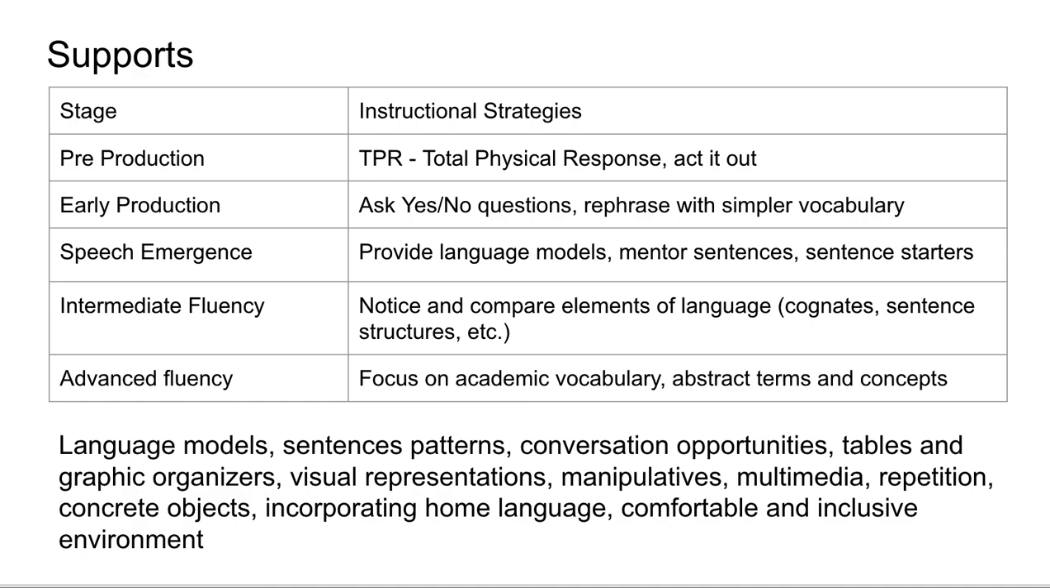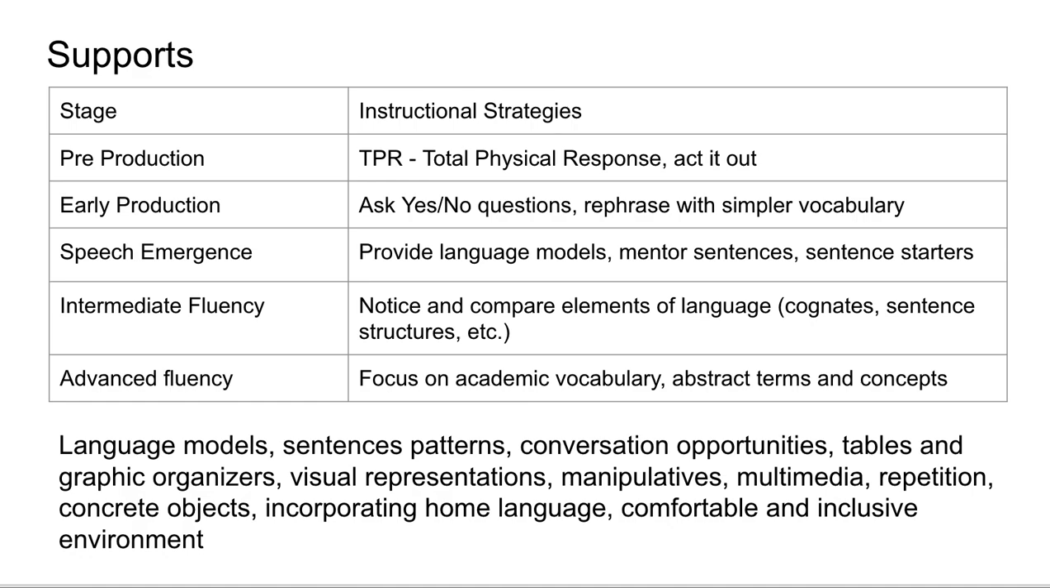Intermediate fluency is where we do want to start pointing out and noticing and comparing some elements of language, such as cognates, false cognates, how sentence structure might be different in various languages. Like, in English we say, oh, my head hurts, but basically the rough translation in Spanish would be, it hurts me, the head. So that's just a unique difference to talk about how that's different. In English we say, I am 12, but in Spanish we would say, I have 12 years.